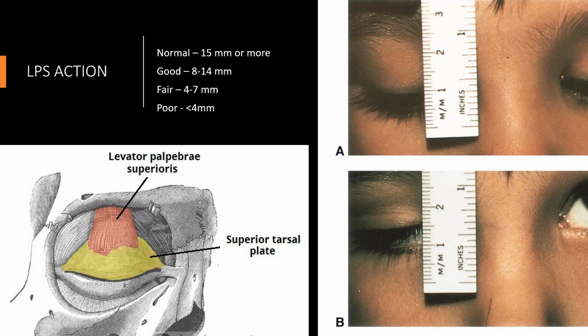Then when the patient is looking down, you block the action of frontalis, because otherwise the frontalis will be elevating the lid and you will falsely interpret it as the LPS action also. So you block the action of frontalis by putting your thumbs just above the eyebrow. For example, if you're examining this eye, your left thumb will come over the right eyebrow of the patient. So you block the action of frontalis over there, right?